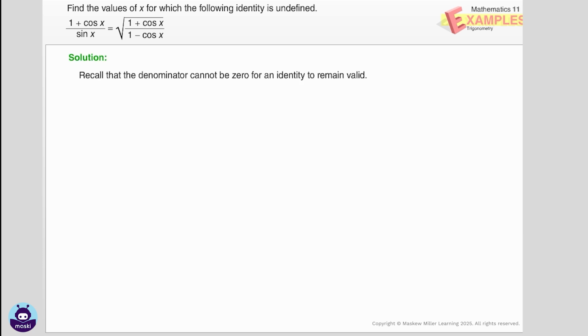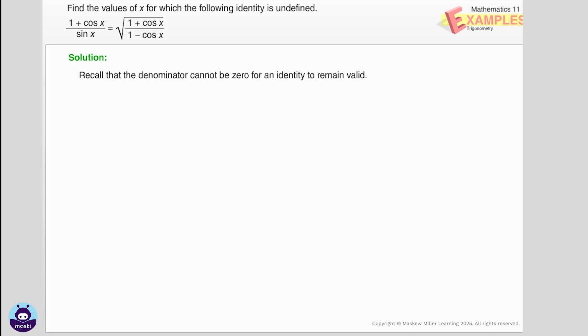Find the values of x for which the following identity is undefined. 1 plus cos x over sin x equals root of 1 plus cos x over 1 minus cos x. Solution. Recall that the denominator cannot be 0 for an identity to remain valid.